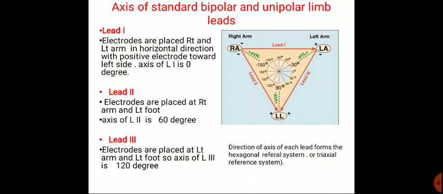When we see the axis of lead 3, it is placed between the left arm and the left leg, and it is 120 degrees. So the axis of lead 3 is 120 degrees. The directions of the axes of each lead form the hexagonal reference system, or triaxial reference system.